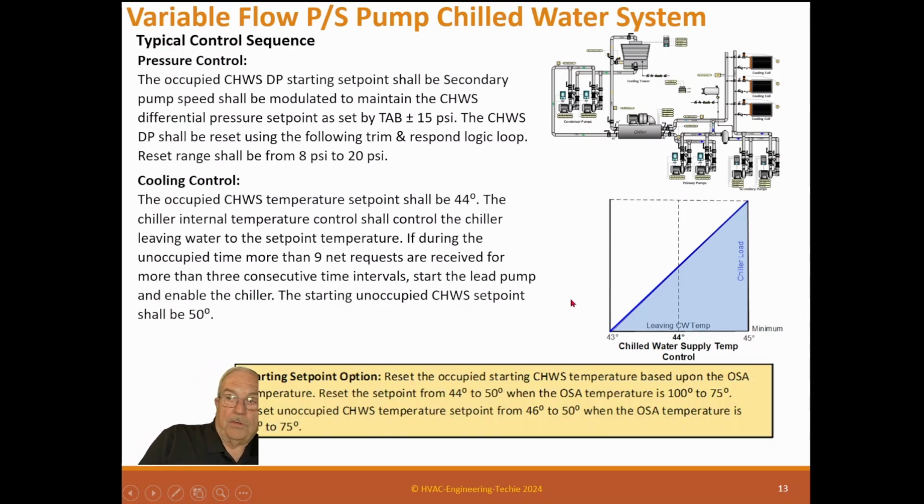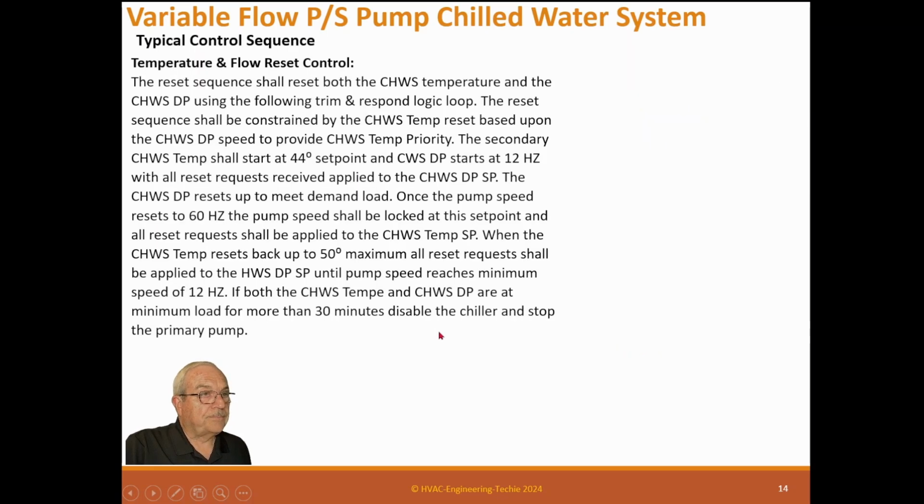Okay, starting set point option, reset. Reset the unoccupied starting chill water supply temperature based upon outside air temperature. Reset the set point from 44 to 50 degrees when the outside air temperature is 100 to 75. Reset unoccupied chill water set point from 46 to 50 when the outside air temperature is 95 to 75. Assuming that you have an unoccupied load and that you want the plant to run, this is just simply getting the set point closer to where you really want to be. Remember, the reset will cure this by itself, but it depends on what you want to do.